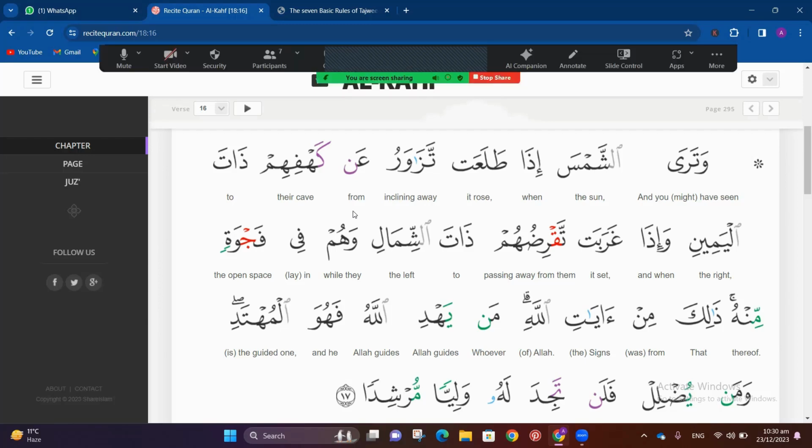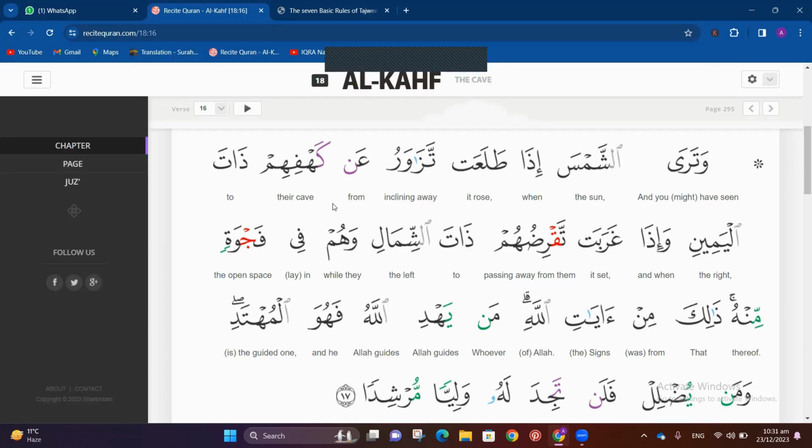تزاور عن كهفهم. Okay, again there is a rule which says that whenever after noon sakin or tanween comes any letter from the 17 letters, of which kaf is one, we are going to hide the voice of noon here like this. عن كهفهم ذات اليمين وإذا غربت.